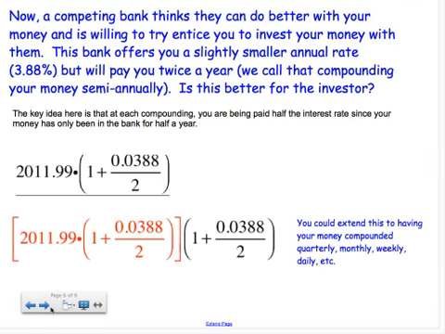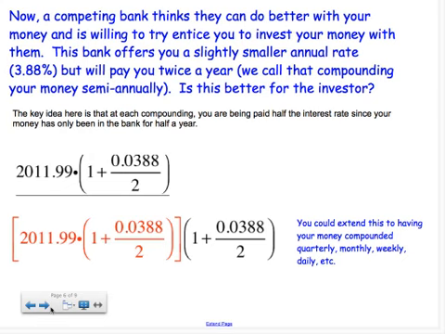Okay? A competing bank thinks they can do better with your money and is willing to entice you to invest your money with them rather than Ally Bank. This bank offers you a slightly smaller annual rate, 3.88%, but says we will pay you 2 times a year. They call that semi-annual compounding. So they're going to take your money, and at half the year, pay you half the interest rate based on what you put in, and then do the same thing at the end of the year. So that's going to happen twice. The question is, is it better for the investor or not?